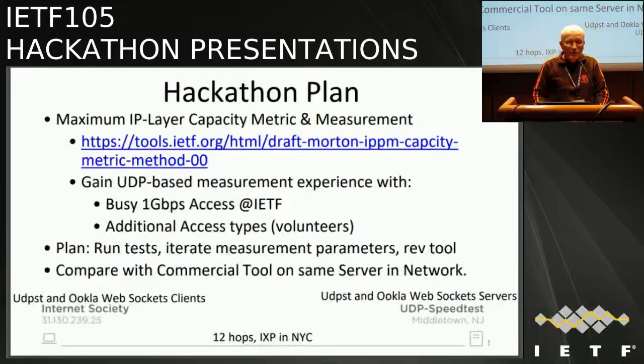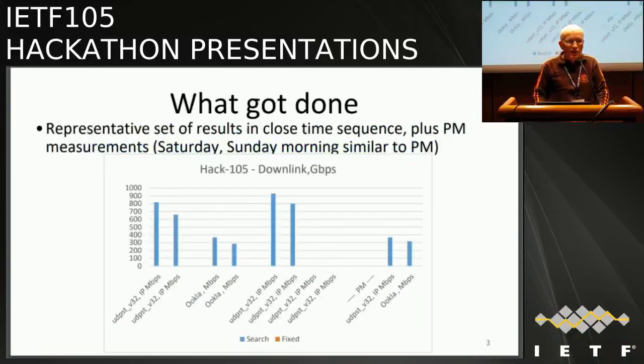So we ran the tests, we iterated some measurement parameters, we're going to revise the tool based on what we learned, and compare with the commercial tool. Everybody knows what that commercial tool is. It's Ookla's. So we ran from here side by side for the tests that I ran to the UDP server in Middletown, New Jersey, both servers and clients on the same machines. And here's a quick representative set of results.